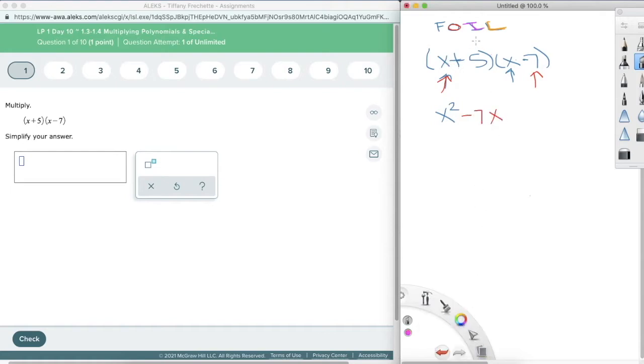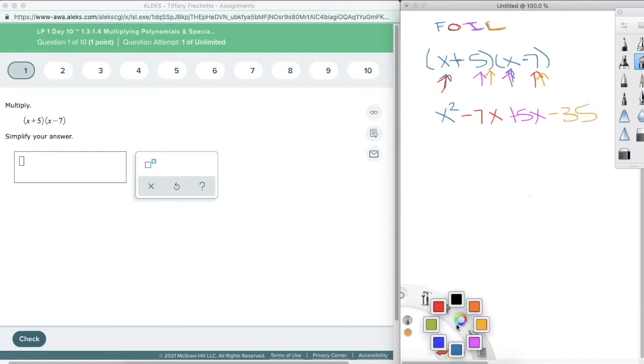Inside refers to the ones that you can get closest to the inside here. So it'd be 5 and x. So 5 times x gets us positive 5x. And then the last one here we did in orange. Last means literally the last pieces, just like the first pieces. So we have 5 and -7. So 5 times -7 is -35.